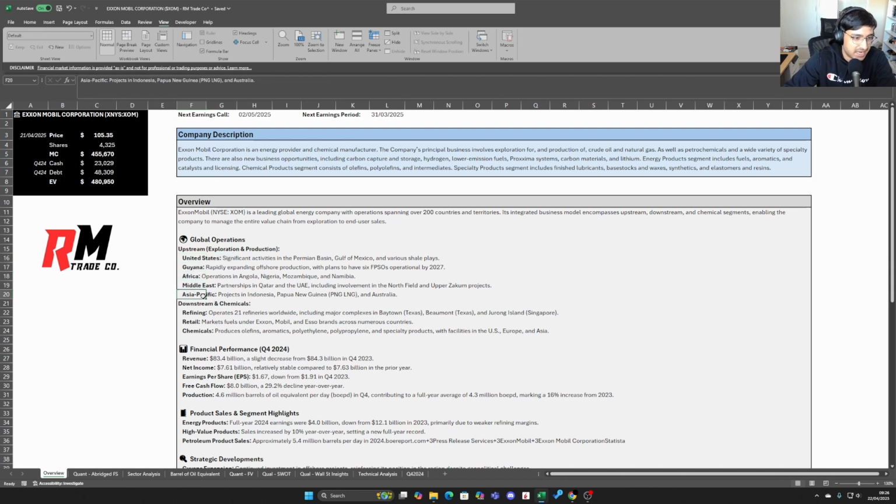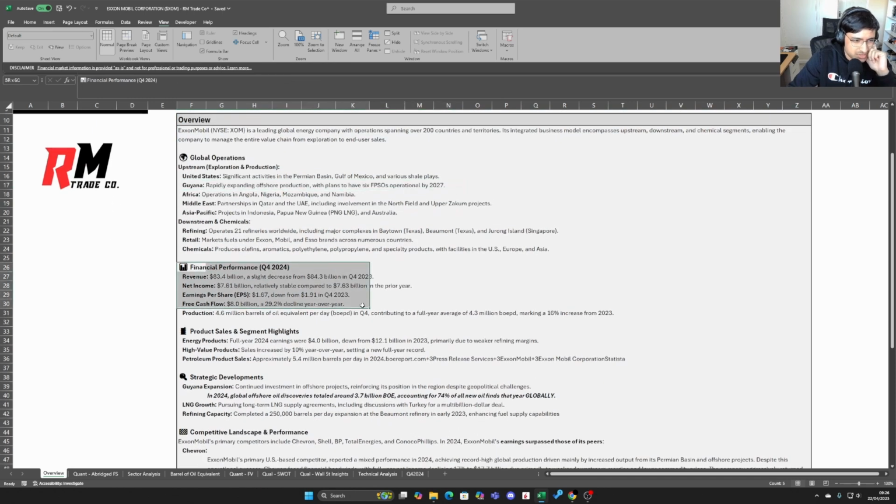So for the upstream side of things, they primarily have five regions, which is the United States, Guyana, Africa, Middle East, and Asia Pacific. I think the one I'd like to bring everyone's attention to would be Guyana, from an investment perspective or trade perspective for Exxon. And it's what differentiates it versus the other oil majors and just oil and gas production companies in general. But yeah, we can get onto that in a bit.